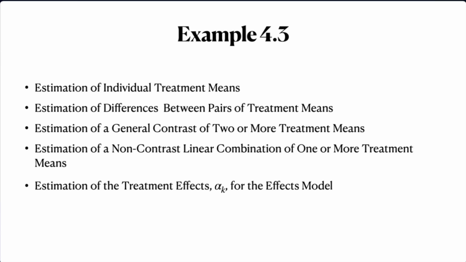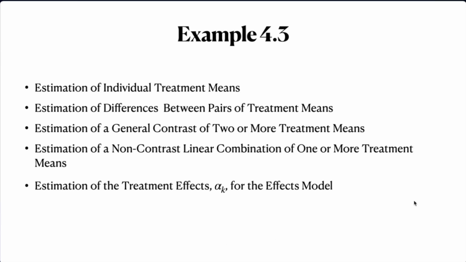And then we generalized that further to look at estimation of a non-contrast linear combination of one or more treatment means. Using that, you can now go ahead and estimate the treatment effects, the alpha sub k's, for the effects model using the results from the means model. The means model and the effects model are related, all right? And you can estimate those treatment effects based on the results from the means model.